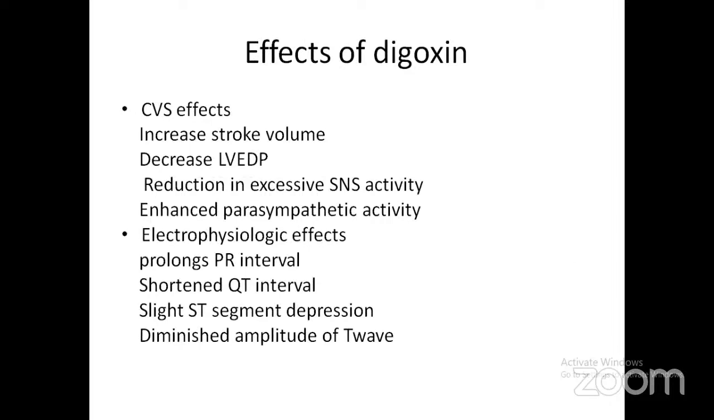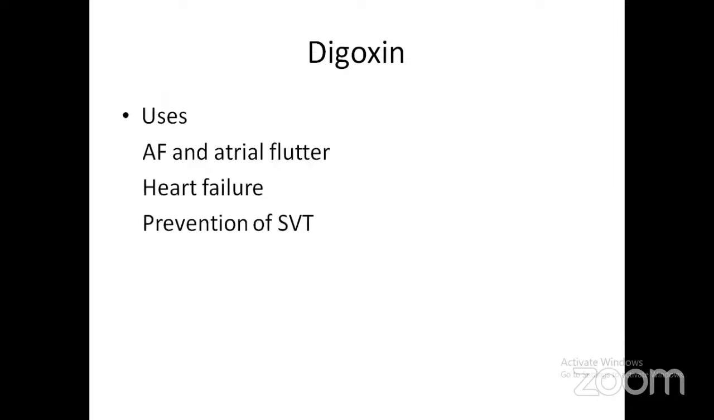Effects of digoxin are it increases stroke volume, decreases left ventricular end diastolic pressure, reduces excessive sympathetic nervous system activity. It enhances parasympathetic activity, prolongs PR interval, shortens QT interval, causes slight ST segment depression and diminished amplitude of T wave. Uses are atrial fibrillation and atrial flutter, heart failure, prevention of supraventricular tachycardia.